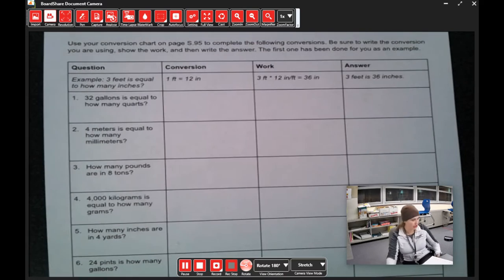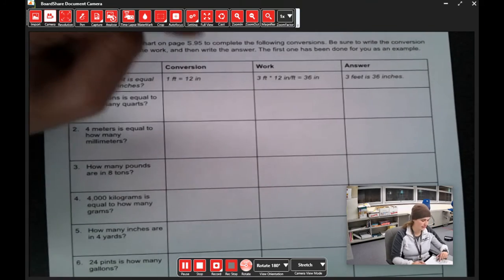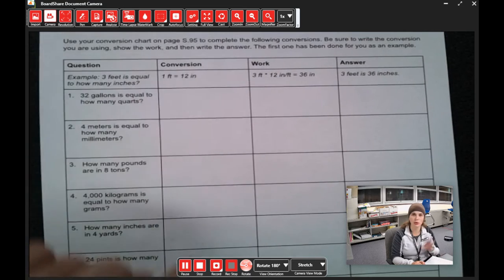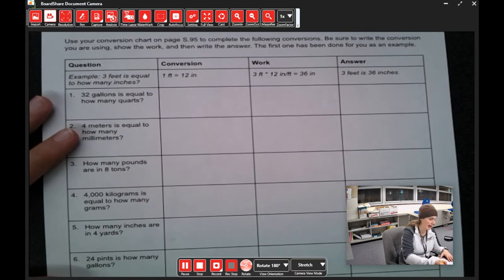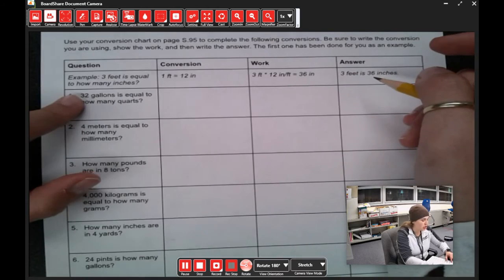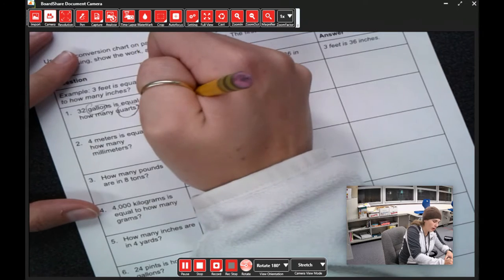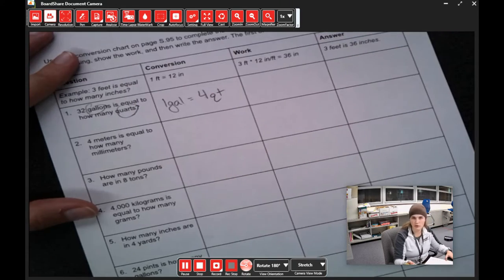So, what I am going to do is go through first with my method of how I would solve this, and I'm going to write down all of my conversions first so I don't have to think about that later. 32 gallons is equal to how many quarts? Well, I know 1 gallon is equal to 4 quarts, so I will be using that conversion for that problem.